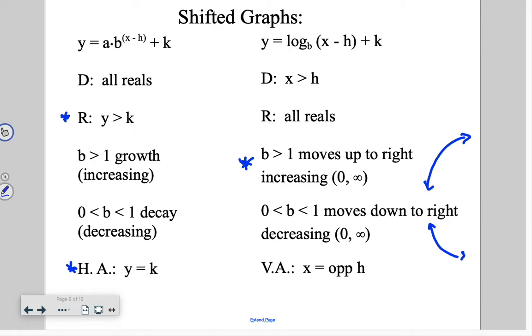And your vertical asymptote, like I said, is at x equals whatever the shift is. We're shifting it 2 to the right, 2 to the left, whatever the shift is, that's where the asymptote is going horizontally.